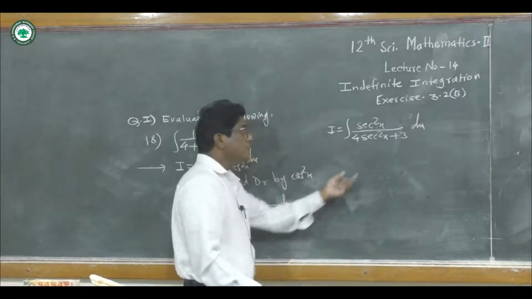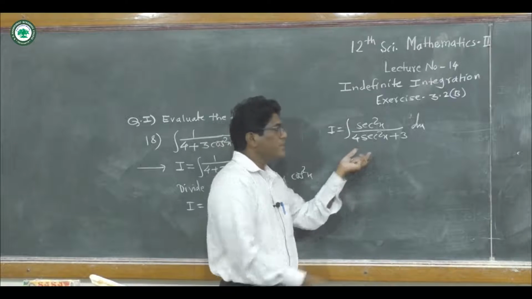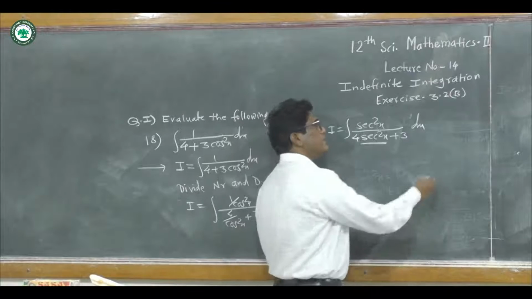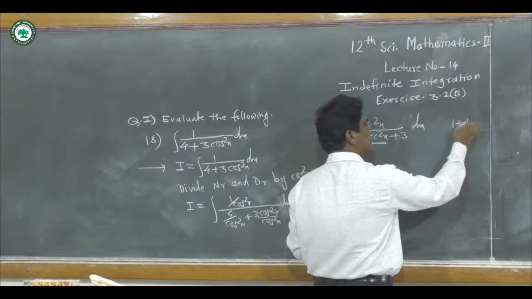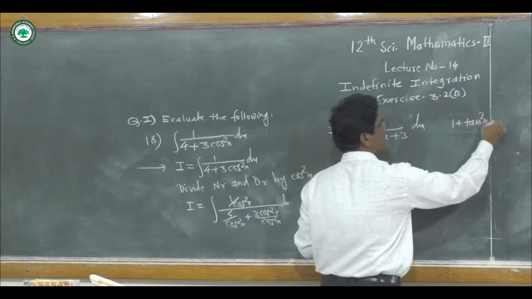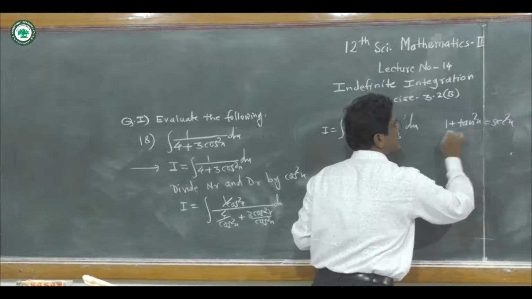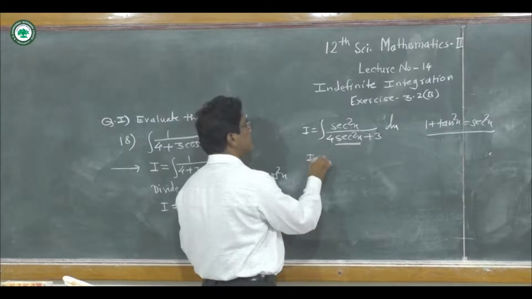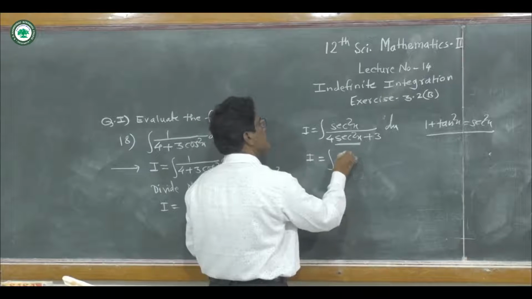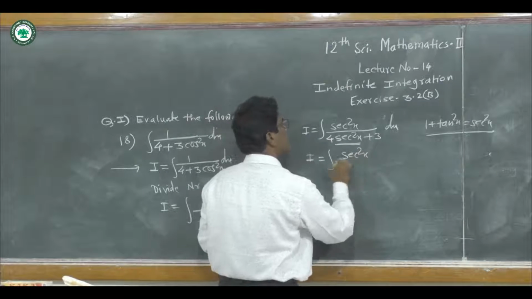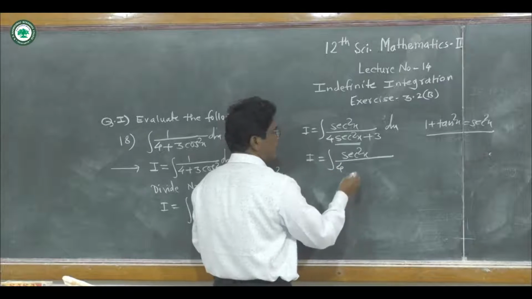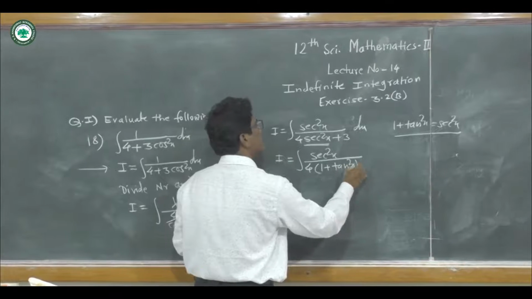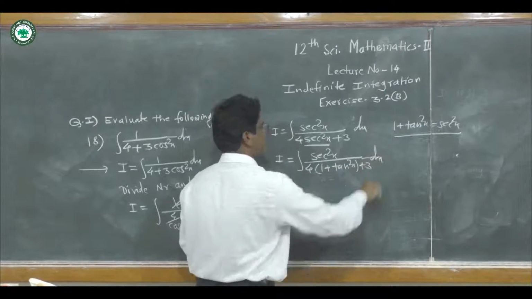Now here, second step: in the denominator replace this sec square x using the fundamental identity 1 plus tan square x. 1 plus tan square x is equal to sec square x, we know. So we replace this, and therefore I is equal to integration of sec square x upon 4 into 1 plus tan square x plus 3 dx.